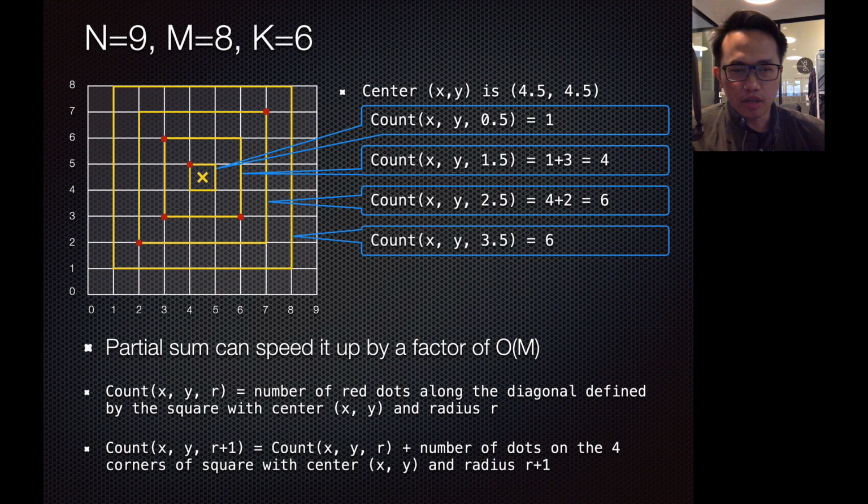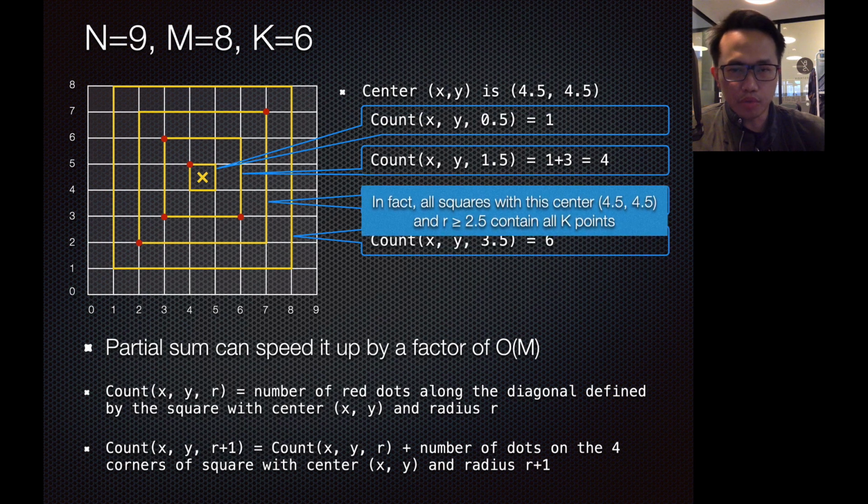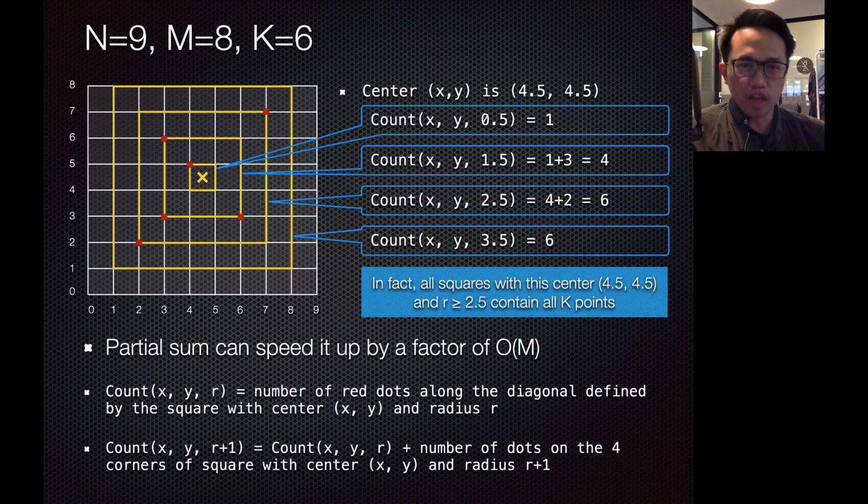And in fact, if you look at an even larger square, it's the previous answer, 6. But because all 6 red dots have been included in the 2.5 radius square, that means all k points are here. So we would have already counted the previous square as a relevant square. And so any square that's larger than that one with the center xy would also be relevant. Now that's a very important observation that will be useful later on as you optimize further.